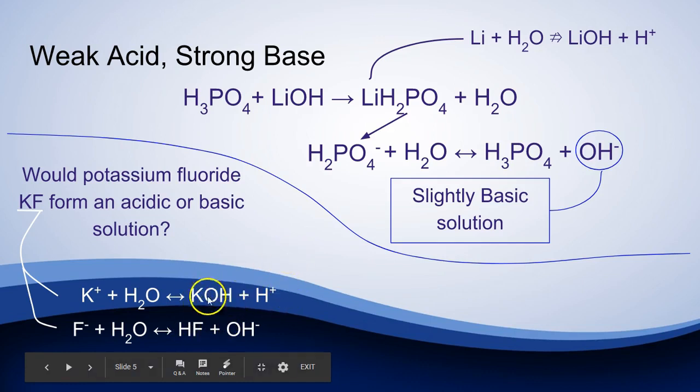Well, we know that potassium hydroxide is a strong base, so that's not going to work. It's going to be 100% on this side of the reaction. Meanwhile, the fluoride ion will grab some H's because HF is a weak acid, and so there's going to be an equilibrium there, leaving us with a slightly basic solution because we're going to have those OH's.